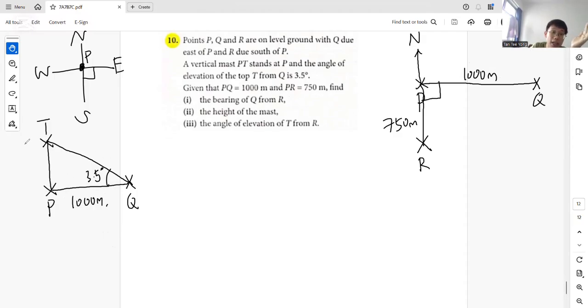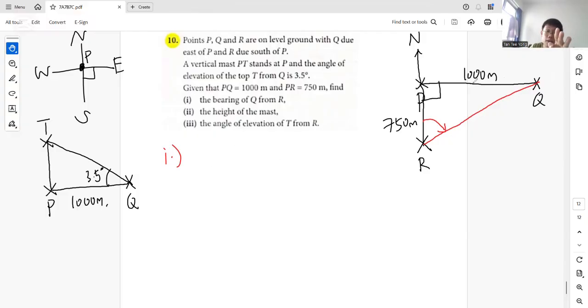Okay, so for part 1, the bearing of Q from R. So Q from R. Let me draw a line here, right? Because R is also facing P, and that's north, so the bearing is here. So we are finding angle PRQ. Okay, so how to find angle PRQ? This is a right angle triangle, so we're going to use SOH CAH TOA.